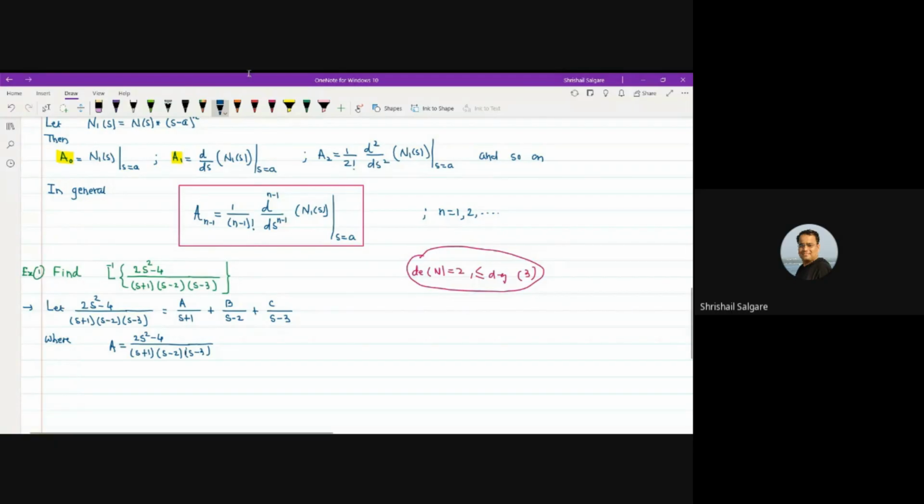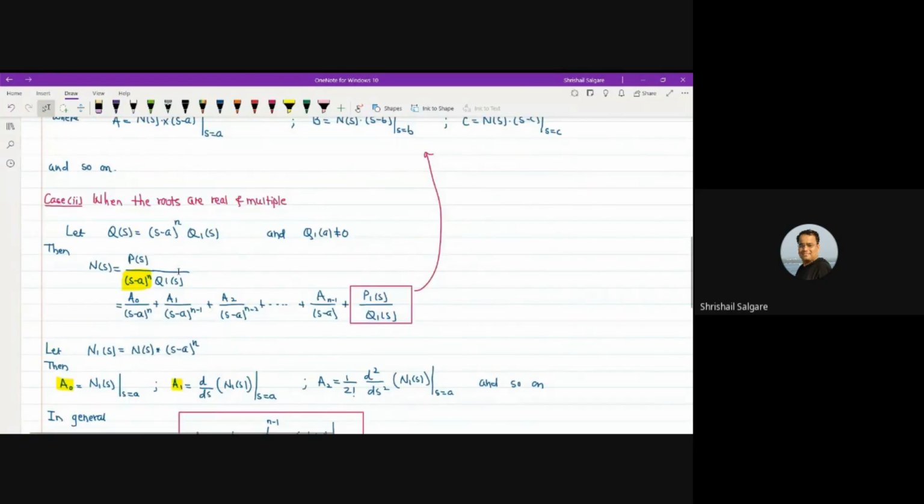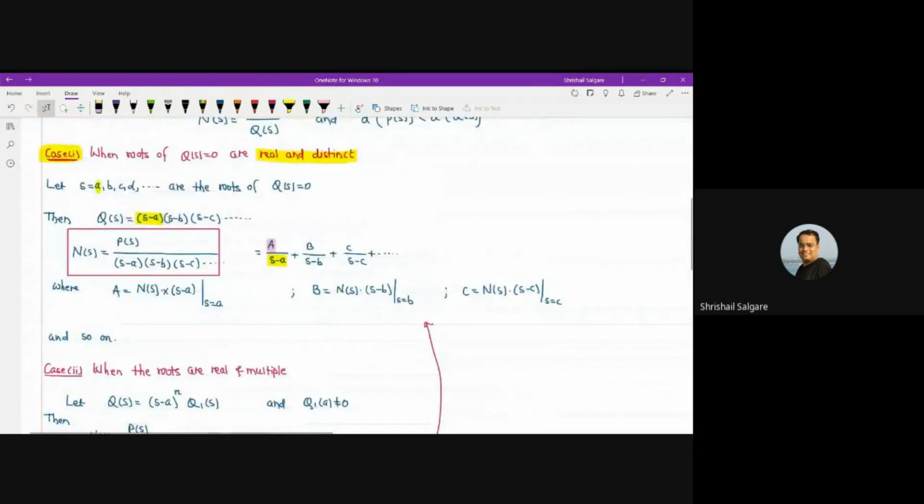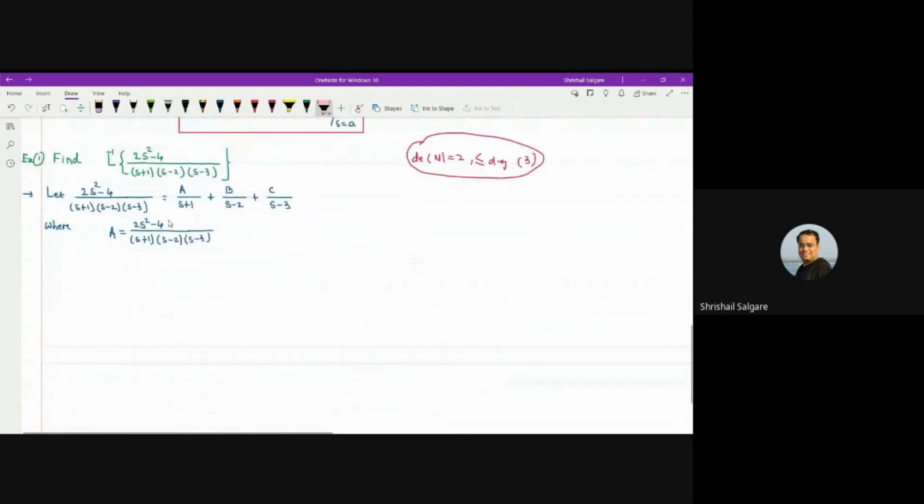So what I did here, if you come to the theoretical part, this term I am taking as it is, N of s. Now for that term, you have to multiply by s minus a. Why am I taking s minus a? Because the constant which you are evaluating is in the denominator of that factor. But in this case, for our example, what is the factor?